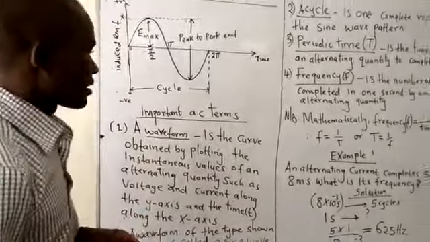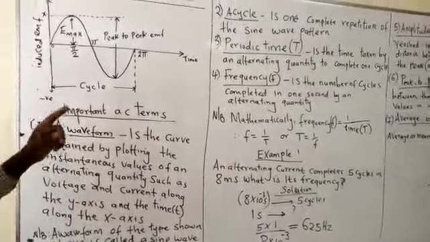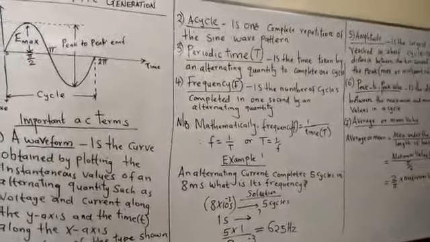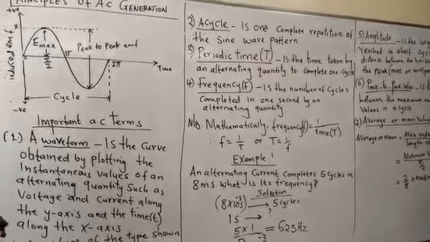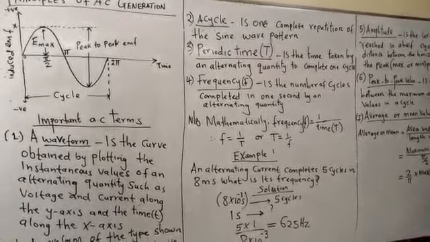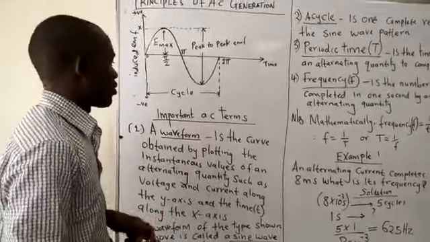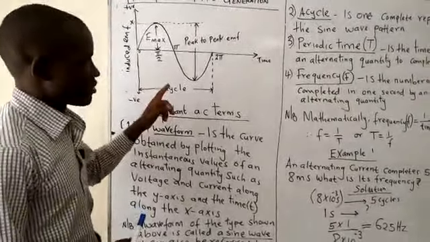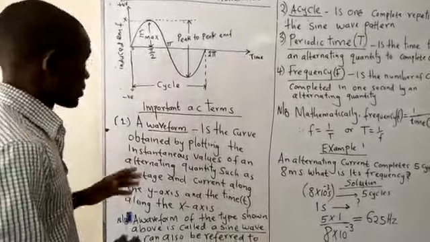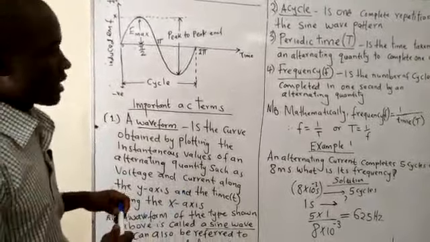Another important point we will be defining is the frequency. Frequency is the number of cycles completed in 1 second. So the number of vibrations, the number of cycles a wave will undergo in 1 second, that is what we call frequency. We can go through them one after the other.